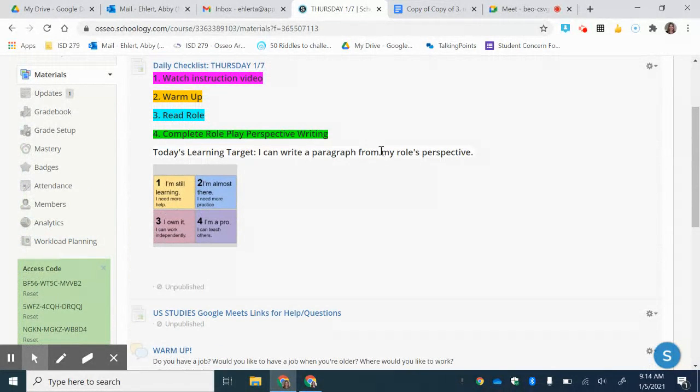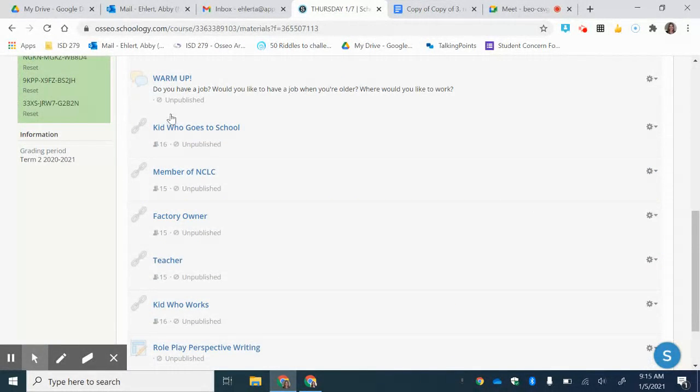Today's learning target is I can write a paragraph from my role's perspective. So we are starting our role play for our child labor unit. So your job today is to read your role and then complete the role play perspective writing. For you, only one of these roles should be showing. If for some reason a role reading is not showing for you or you have more than one, reach out to your teacher and they'll help you out.